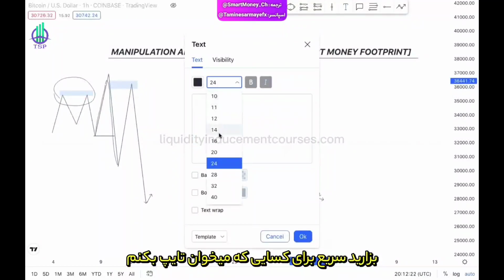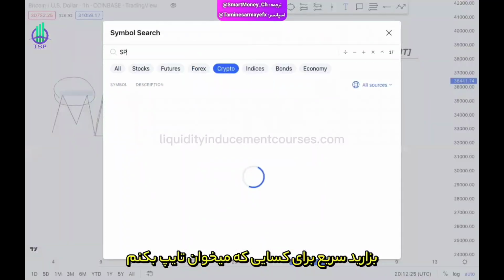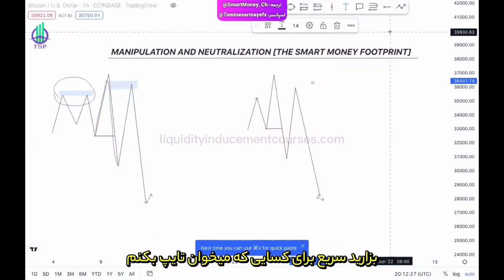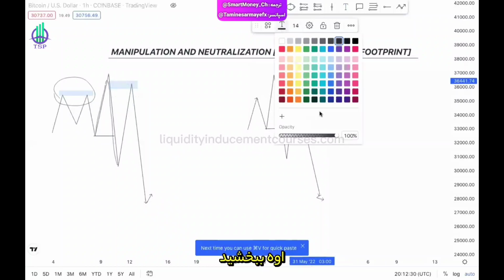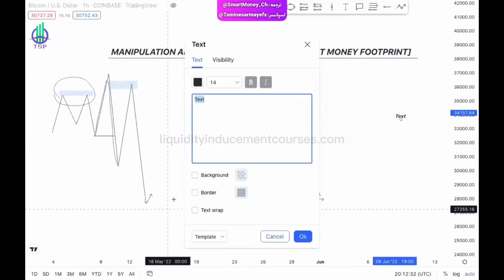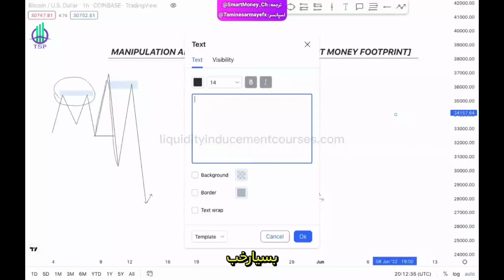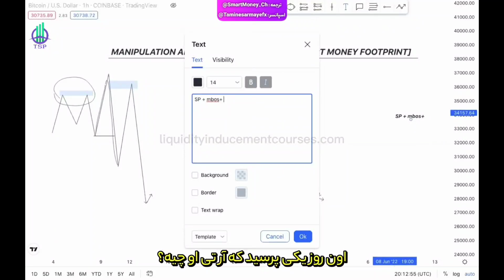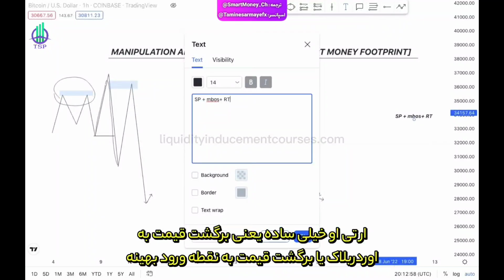let me do that pretty fast for those of you who would want to type. SP plus MBOS plus RTO. And somebody asked what RTO was the other day.